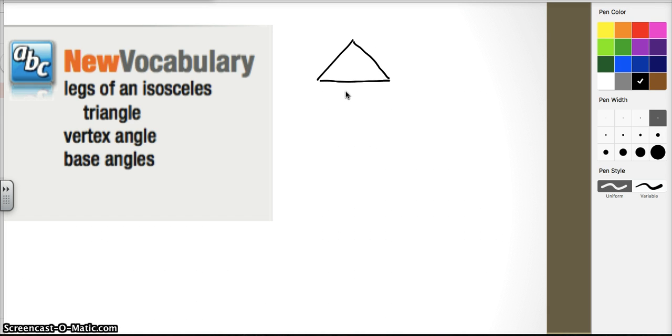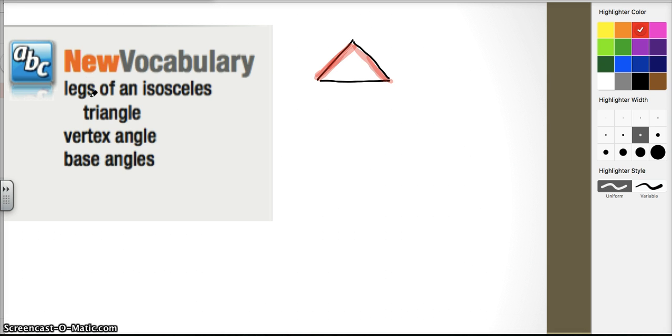If you remember from the last section, we talked about isosceles triangles and we confirmed that an isosceles triangle is a triangle where at least two sides are congruent. So let's say that the two sides that are congruent are these that I'm going to highlight here in red. All right, so here's my isosceles triangle. I've got two sides that are congruent.